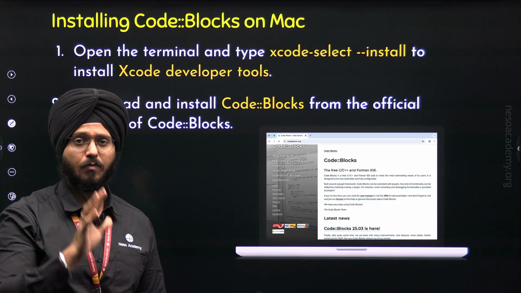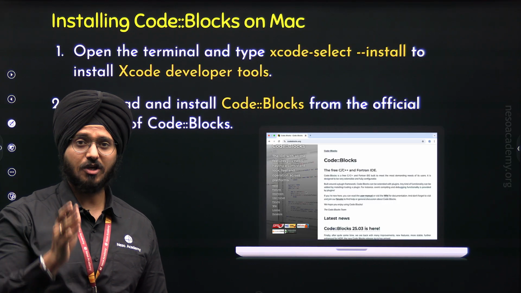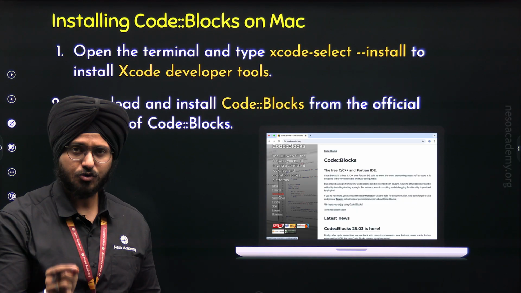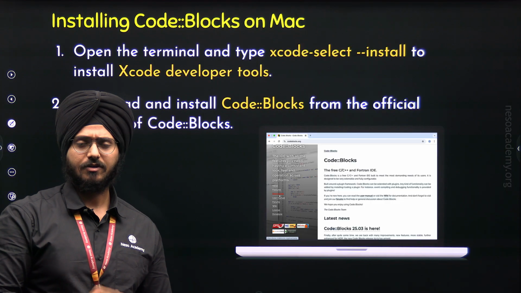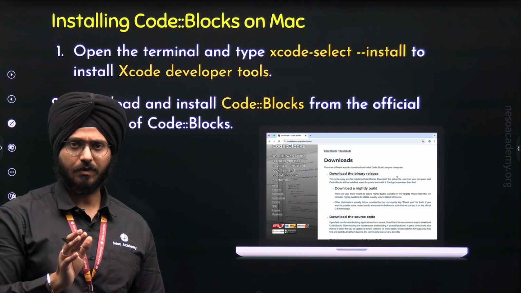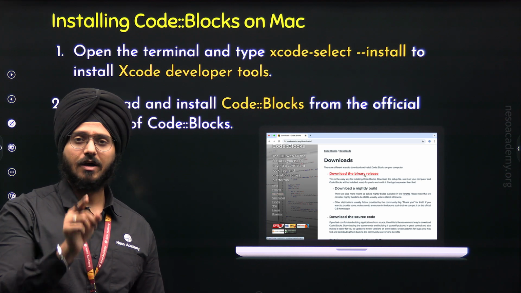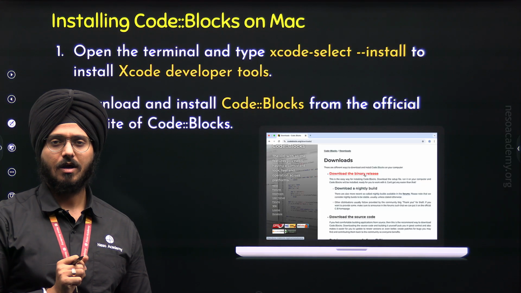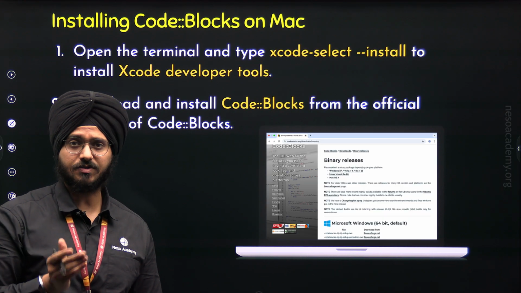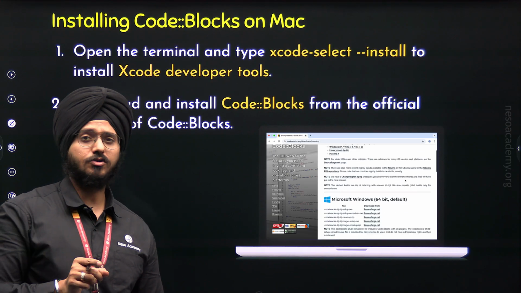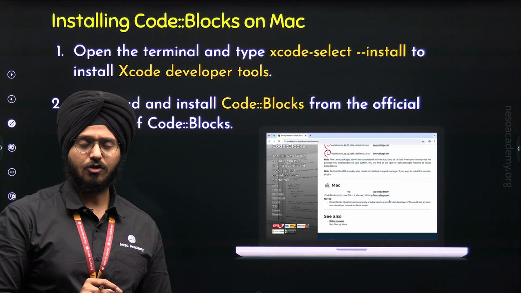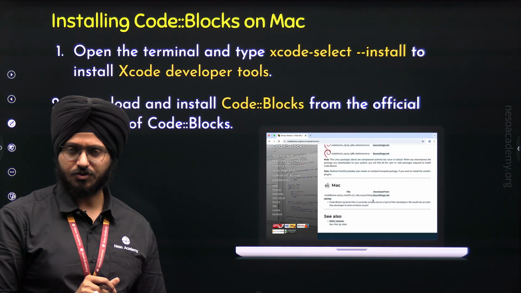You will observe the Code::Blocks page is opened, which is the official website of Code::Blocks. There in the left side panel, I want you to navigate to the Downloads link. Just click on that Downloads link. After clicking the Downloads link, a page will open and in that page, the first link is Download the binary release. After clicking the link, you will observe a new page where binary releases are available. I want you to scroll down to the bottommost place where you will find the Mac installation.